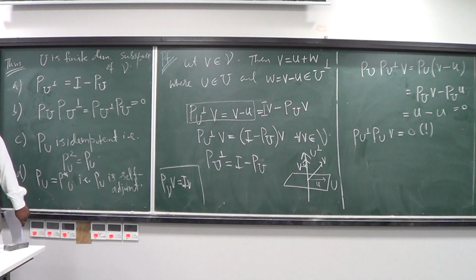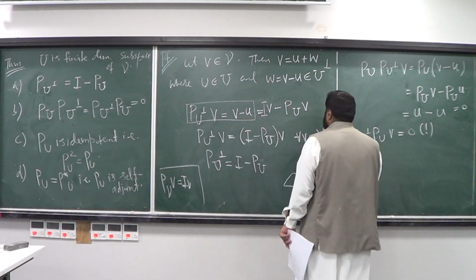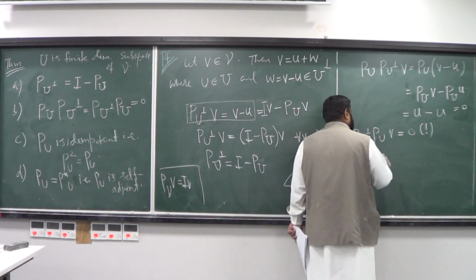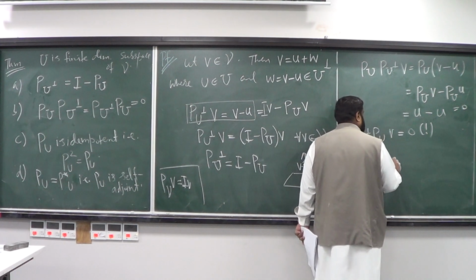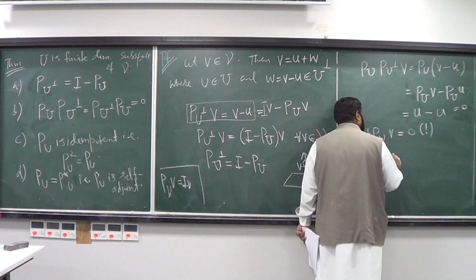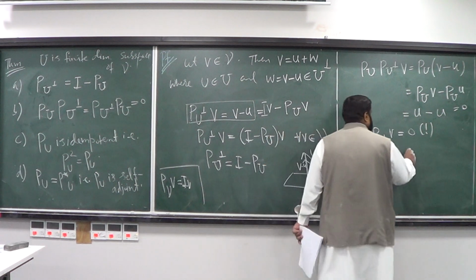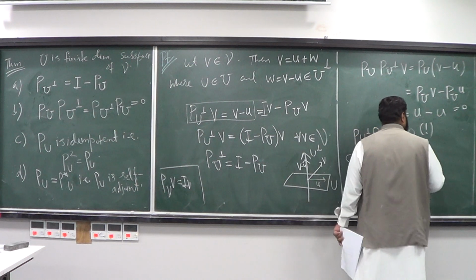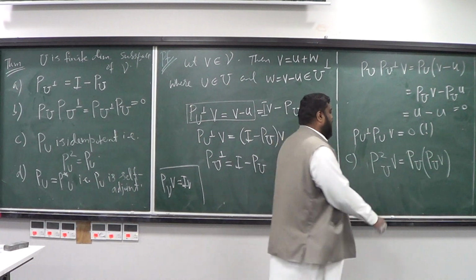Now let me talk about part D. This is also obvious, it should follow from the same fact. So if I have P squared of U operated onto a vector v, why is it going to return back the element P_U of v? So this is going to be P_U composed with P_U operated onto v.